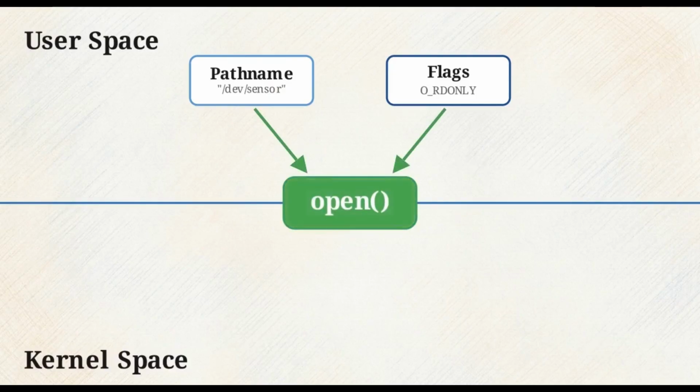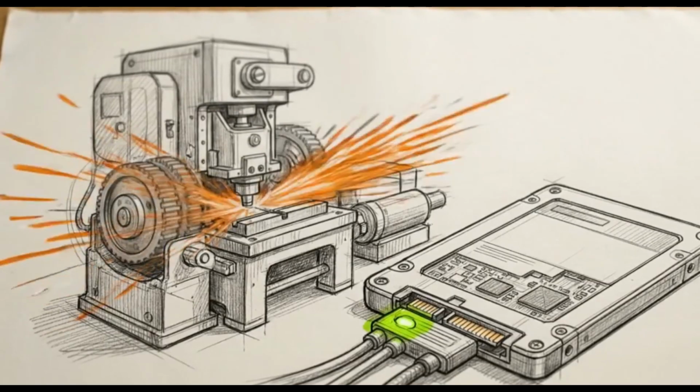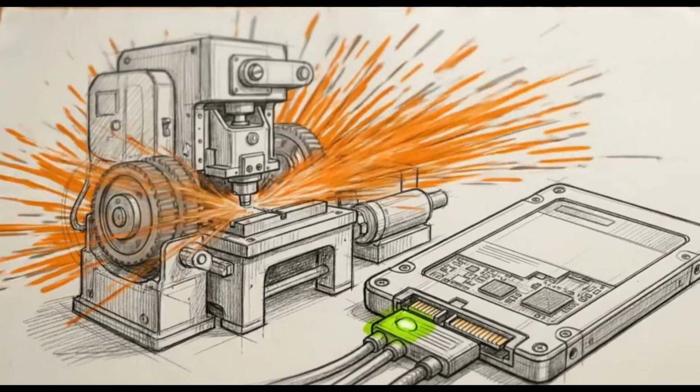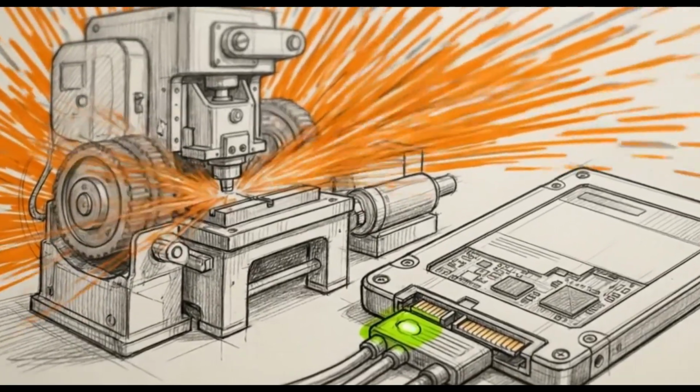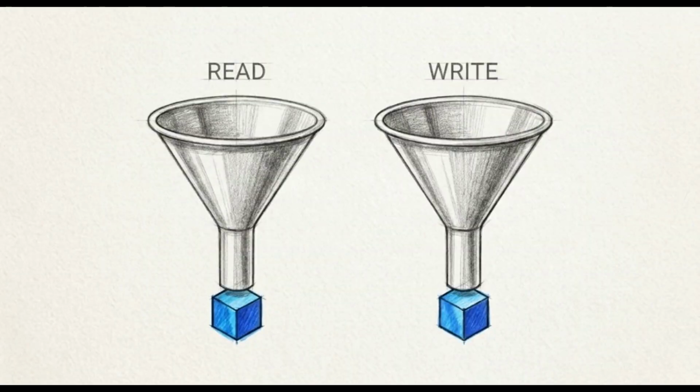The open call sets connection terms, passing the file path and flags that dictate exactly how the kernel handles data. For example, appending the O_SYNC flag forces the kernel to write data synchronously to the disk. The call waits for the physical disk to confirm the write before returning, preventing data corruption in the event of an industrial power failure. Once the connection is established, read and write operate as agnostic byte pushers.